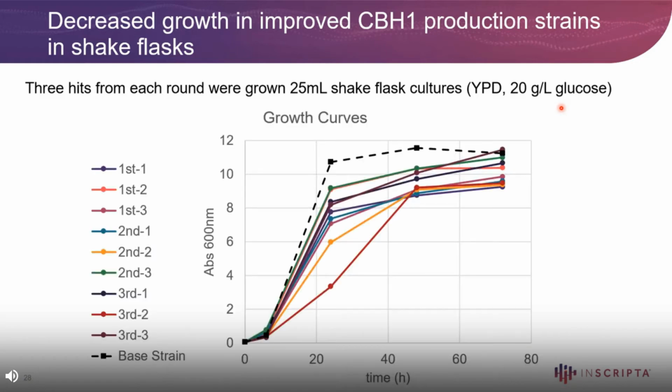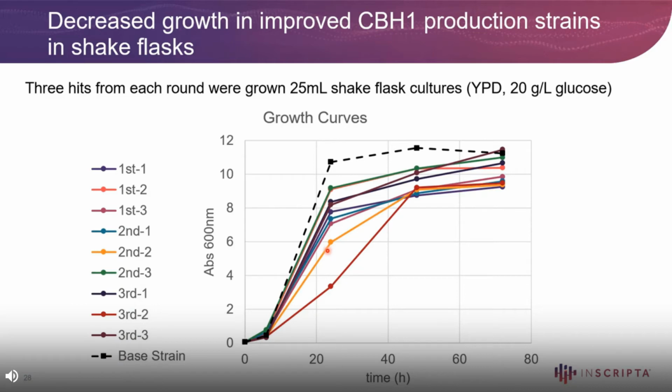And that's what's shown here. So first I'm showing just the growth curves. This is basically just looking at the absorbance at 600 nanometers over time, taking an early time point, about 6 hours, 24 hours, 48 hours, and 72 hours. Again, 3 strains from the first round, 3 from the second round, 3 from the third round, and then the base strain for comparison is shown as this dashed black line.